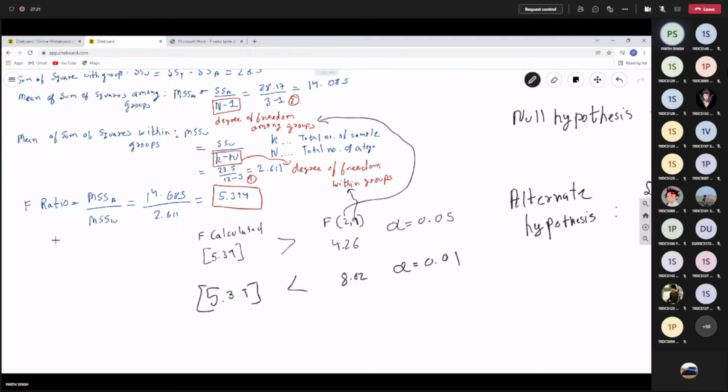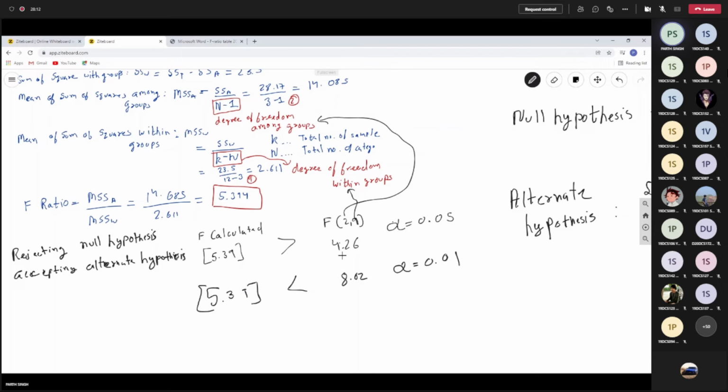So according to statement 1, when our calculated F value is greater than the F value from the table, at that time what we say is that we are rejecting the null hypothesis and accepting the alternate hypothesis. Now here we also have this alpha value equal to 0.05.